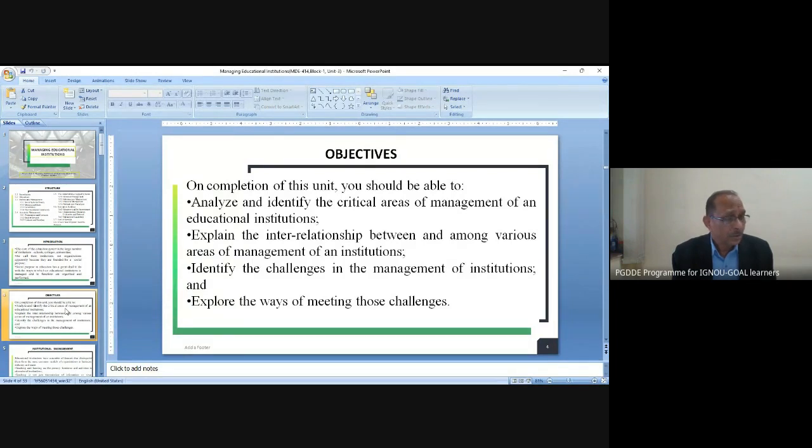Yeah, that's one. Explain the interrelationship, and identify the challenges in the management of institutions. What are the major challenges involved, whether it is managing the college or managing the school or managing the university. We'll talk about that and explore the ways of meeting those, how to overcome those challenges. We will talk about this, and then we'll come to the next part.